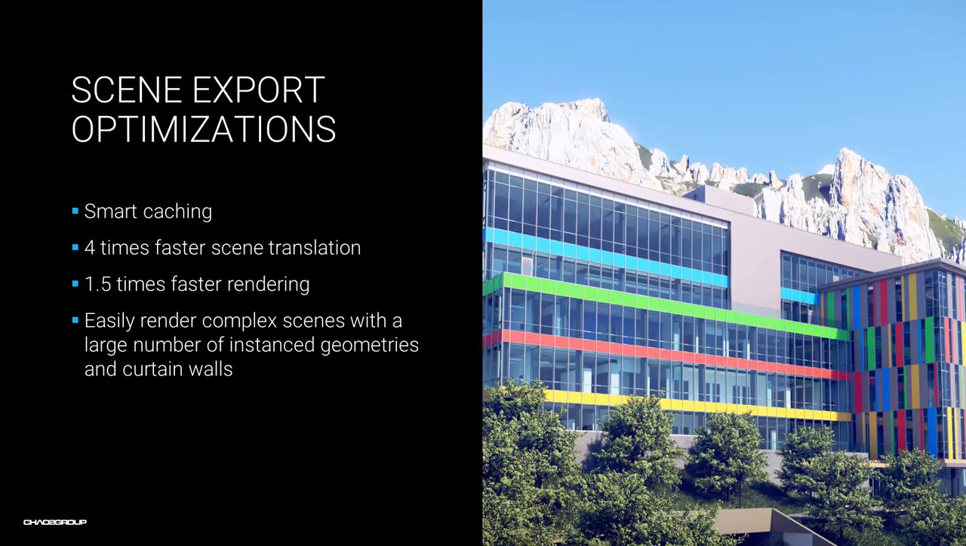Scene export optimizations. This is something under the hood, yet very important. I hope I'll be able to explain it in an understandable way. We've optimized the way Revit geometries are translated to V-Ray by implementing a smart caching technology. This resulted in up to 4 times faster scene translation and 1.5 times faster rendering.